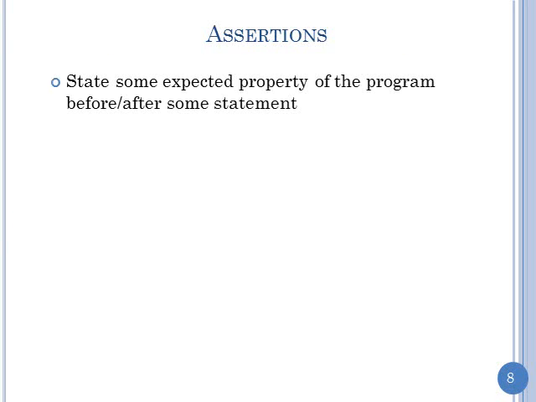So assertions are basically stating some expected property of the program before either the statement. So assert is a statement, right? Before that was a statement, after that is a statement.